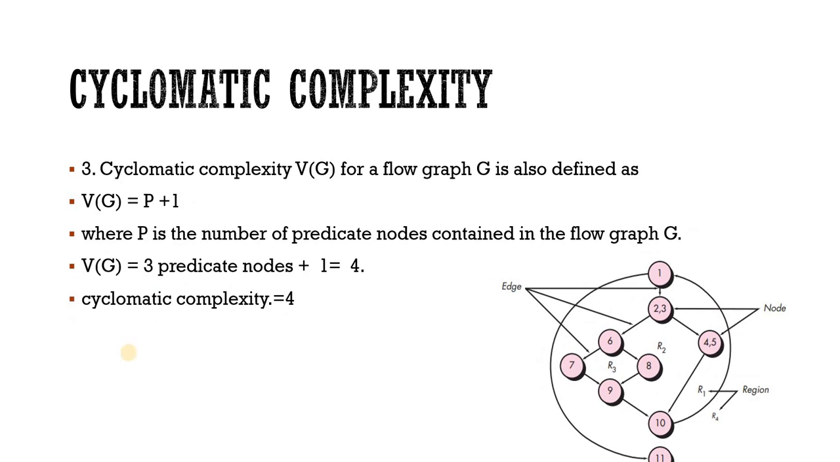And the third way is the number of predicate nodes plus 1. You see here the number of predicate nodes is 3. A node which has 2 or more edges is called a predicate node. You see here, the number of predicate nodes in the graph is 3. By adding 1, we get the value 4 that represents the complexity.